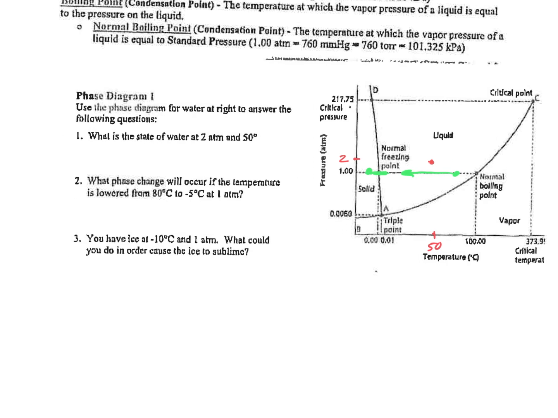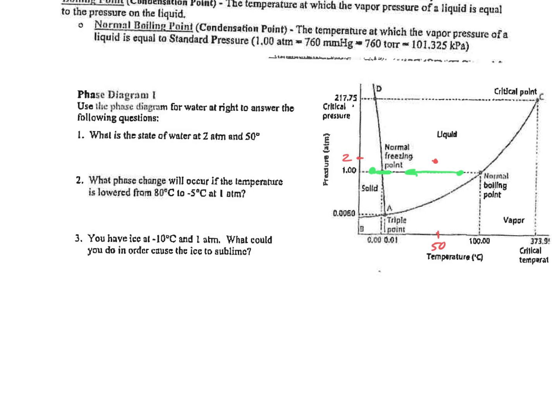Okay, moving on. You have ice at -10 degrees Celsius. I'm going to erase this real quick just to clean it up. We have ice at -10 degrees Celsius, at 1 atmosphere. So there we are at about -10 at 1 atmosphere. What would you do in order to cause the ice to sublime? What that means is you're going from a solid to a gas directly.